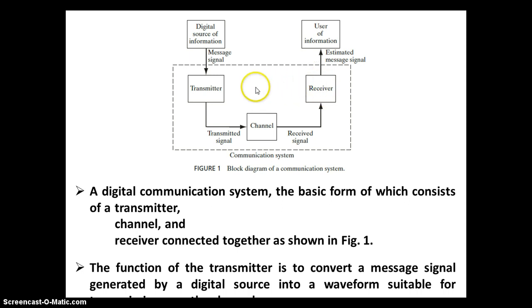The function of the transmitter is to convert a message signal, consisting of a sequence of symbols, ones and zeros, generated by a digital source, for example a computer, into a waveform suitable for transmission over the channel.